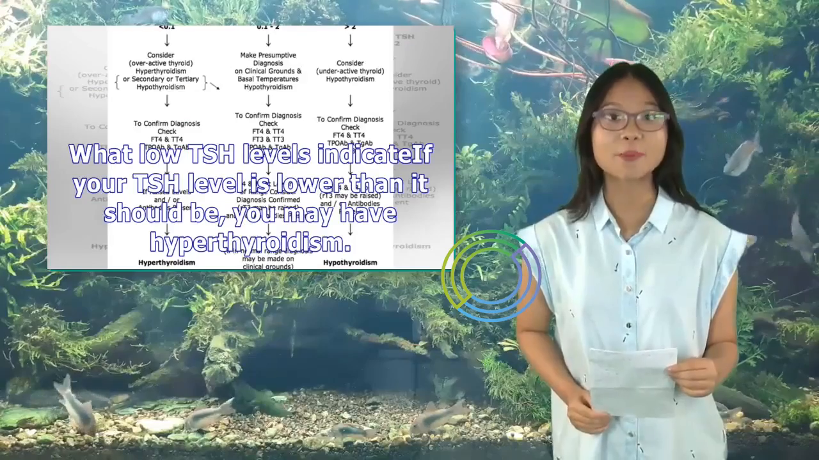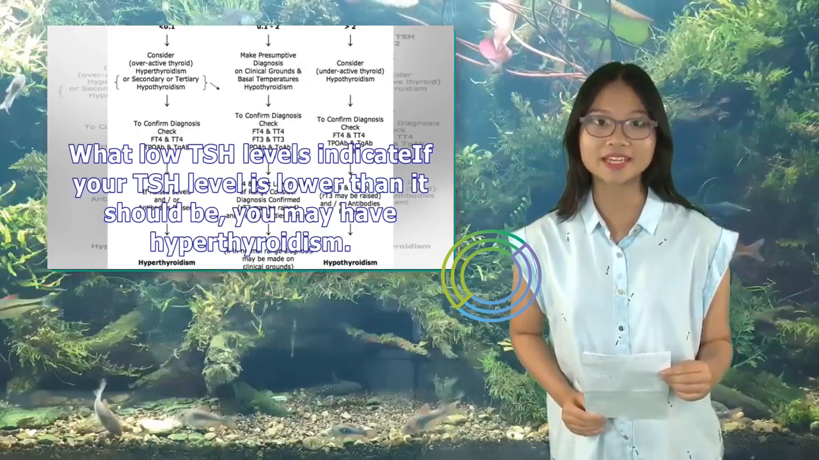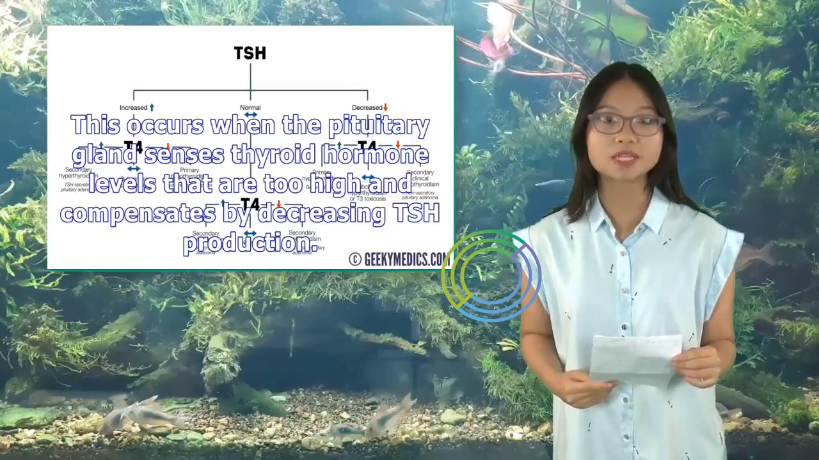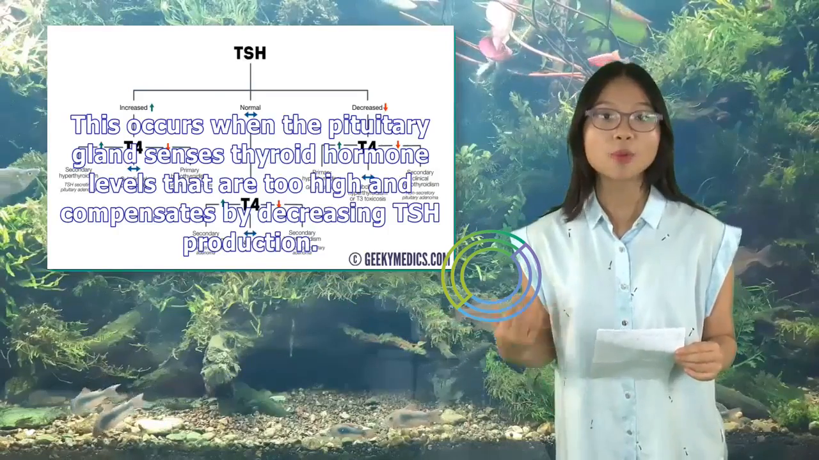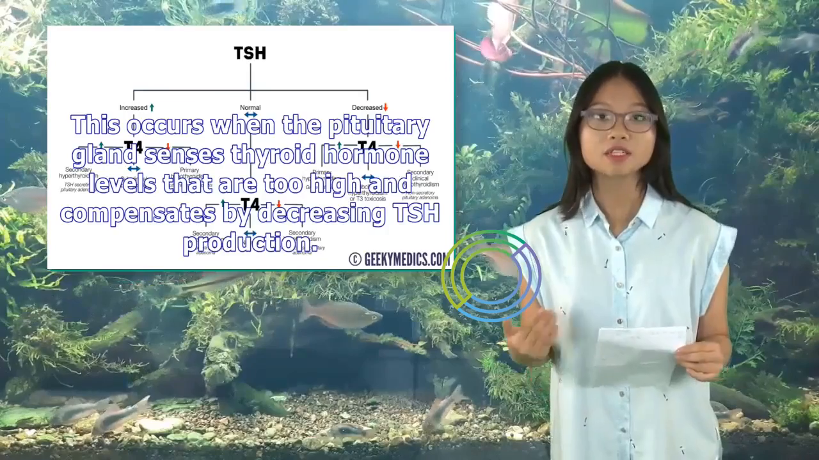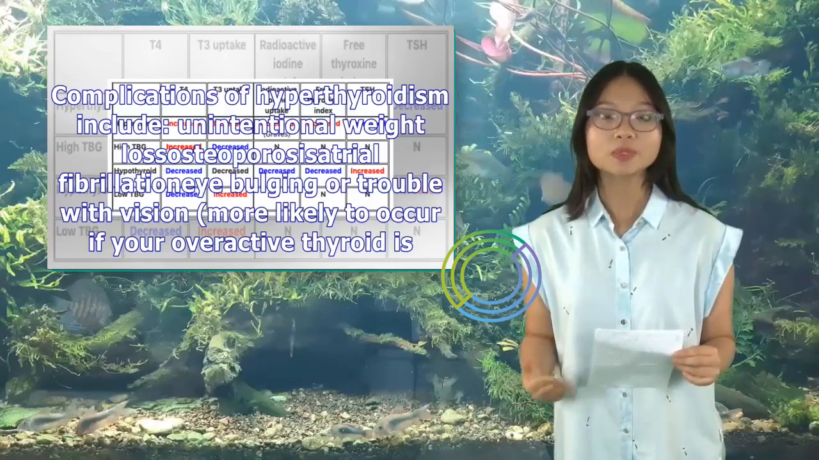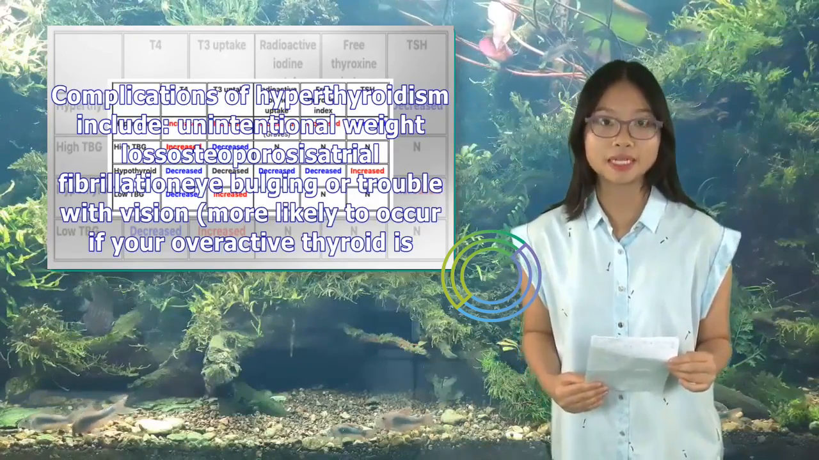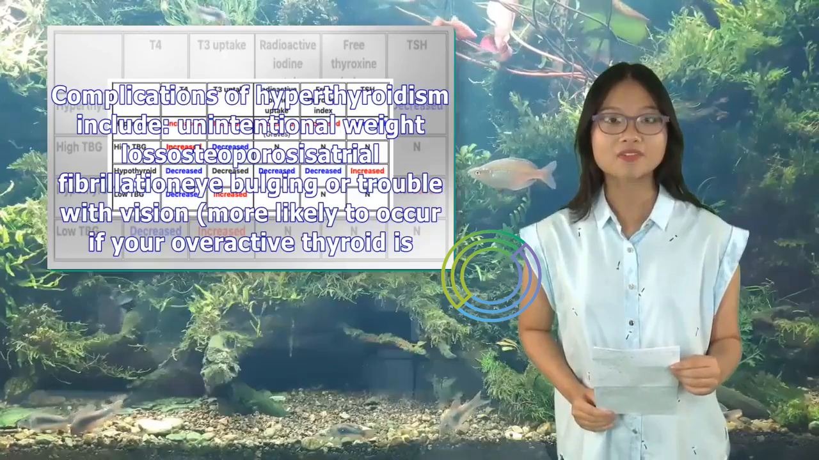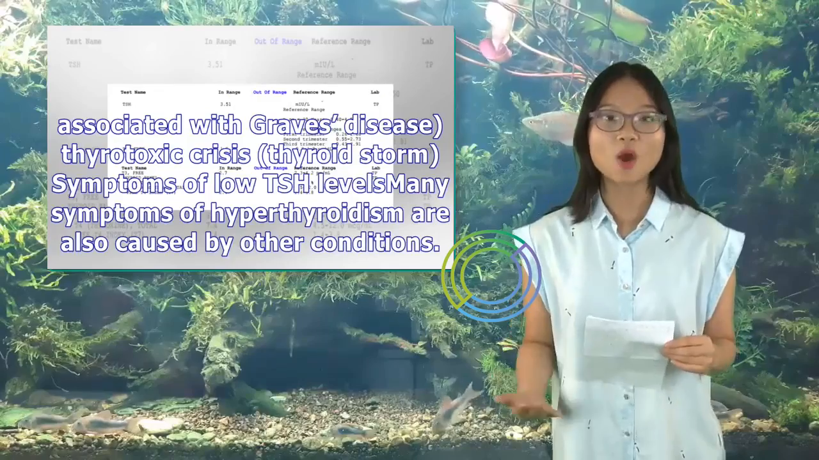What do low TSH levels indicate? If your TSH level is lower than it should be, you may have hyperthyroidism. This occurs when the pituitary gland senses thyroid hormone levels that are too high and compensates by decreasing TSH production. Complications of hyperthyroidism include unintentional weight loss, osteoporosis, atrial fibrillation, eye bulging or trouble with vision, more likely to occur if your overactive thyroid is associated with Graves' disease, thyrotoxic crisis, and thyroid storm.